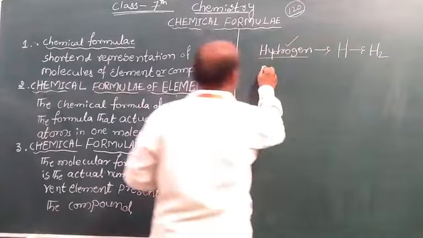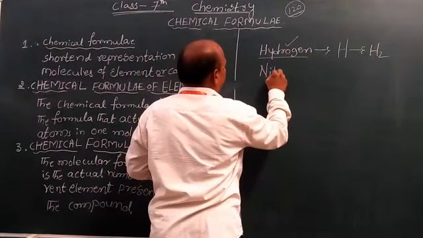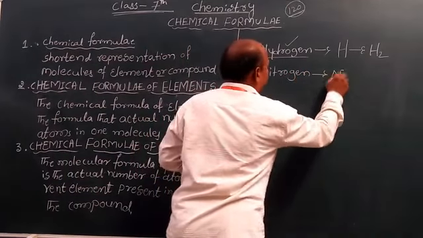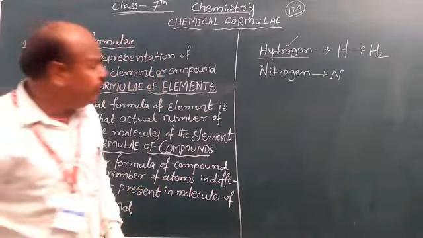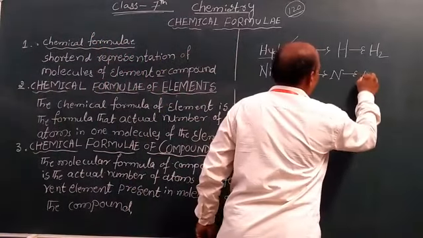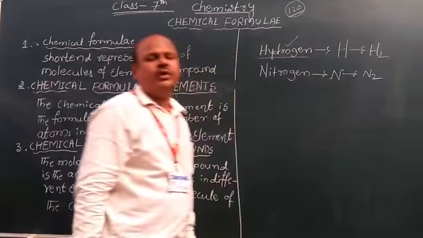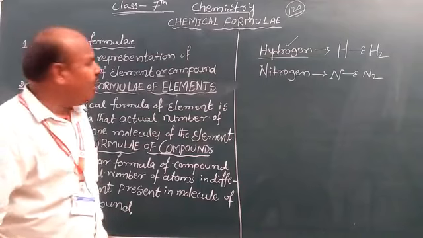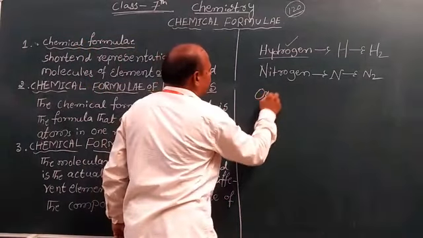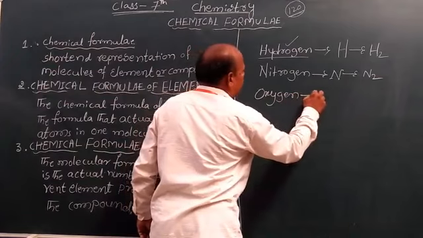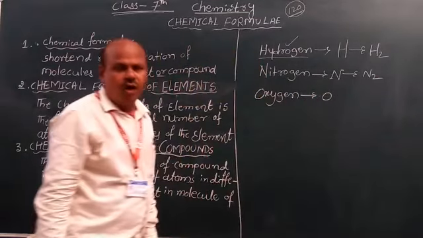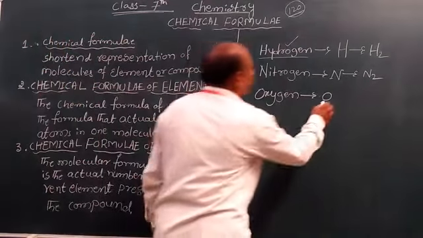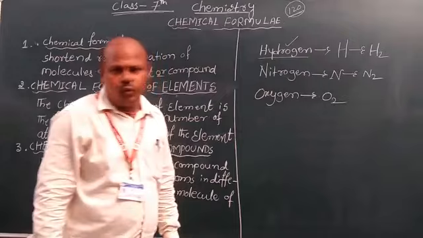Formula of nitrogen: the symbol of nitrogen is N. The formula of nitrogen is N2. Similarly, take oxygen. What is the meaning of O? Oxygen, one atom of oxygen. And O2, the formula of oxygen, is O2.